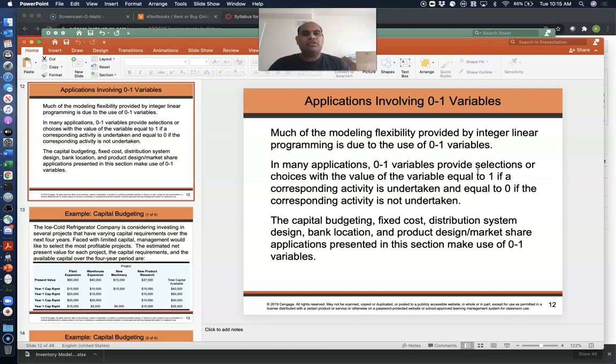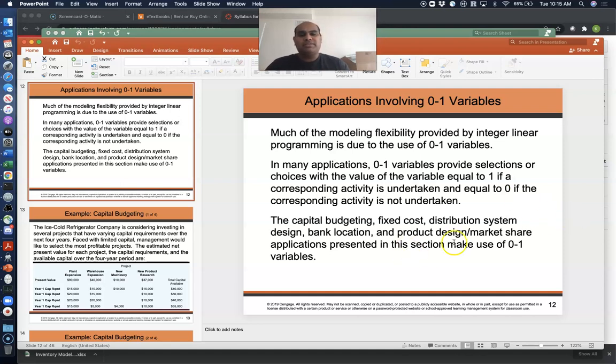So 0 and 1, you can think of as off and on. You could think of, okay, am I building a new factory or am I not building a new factory? So that's a 1 and 0. If you build a factory, you're spending money doing it. So that's a 1-0 decision, a yes or no decision. So you can use 0 and 1 for that. If there are two choices and you want to pick between two choices, you can do that.